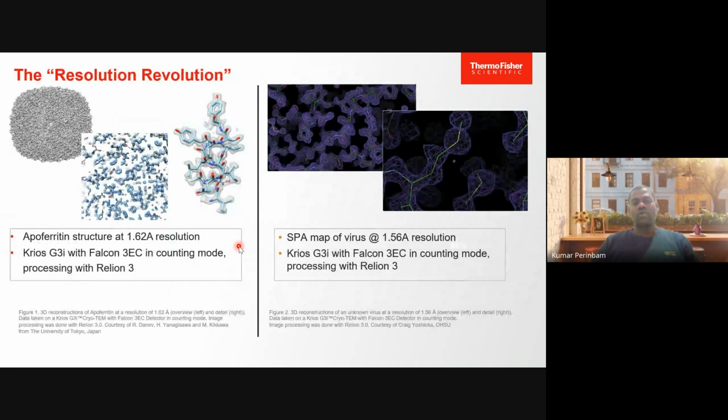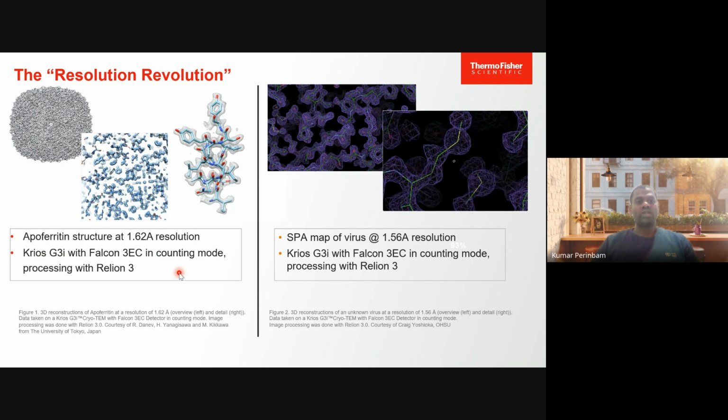So the resolution revolution happened somewhere around 2017. The Apoferritin was the structure which was solved at 1.62 resolution. So this I actually need to update. This has reached 1.15 angstrom resolution with the current Krios, that's Krios G4, and Falcon 4i is the camera that we are currently using.